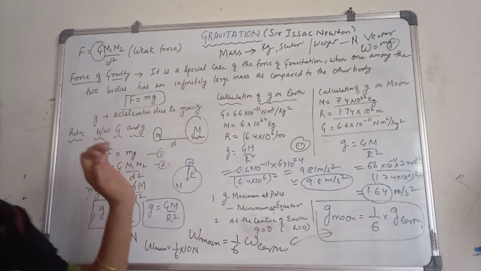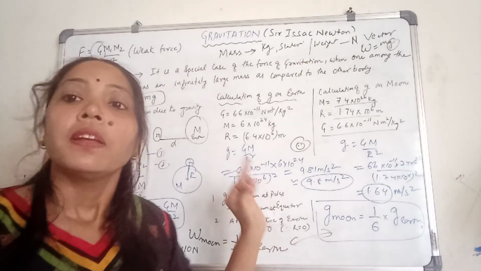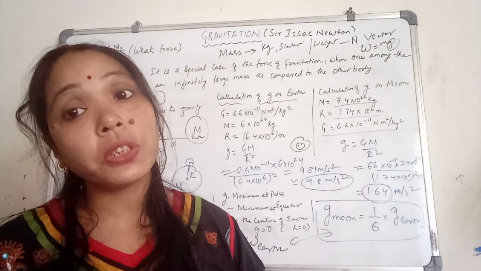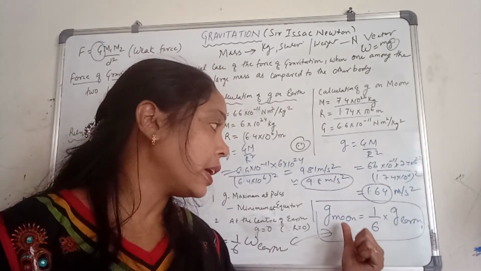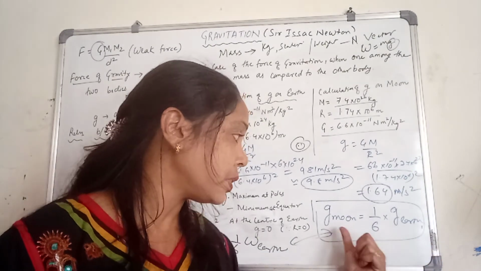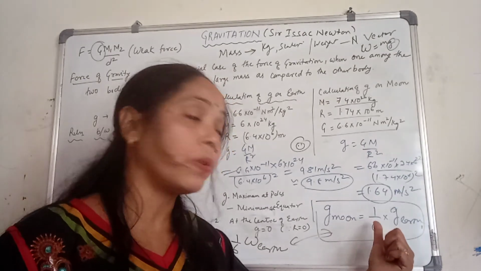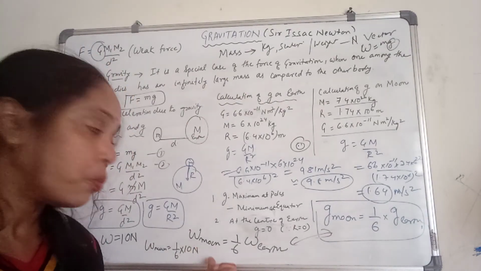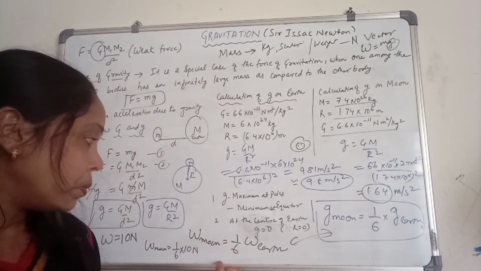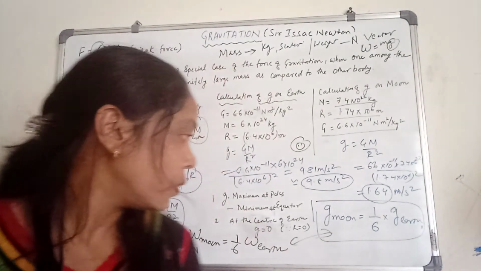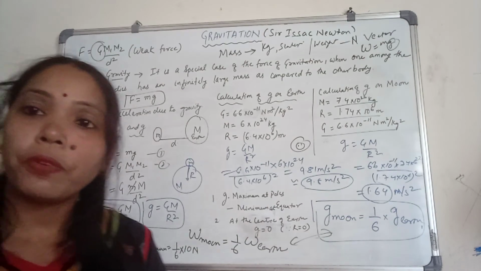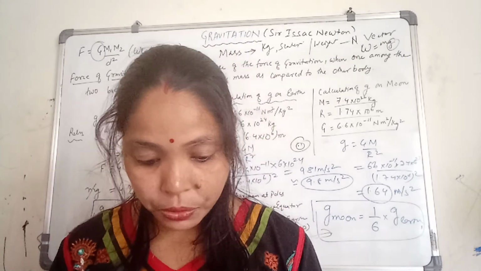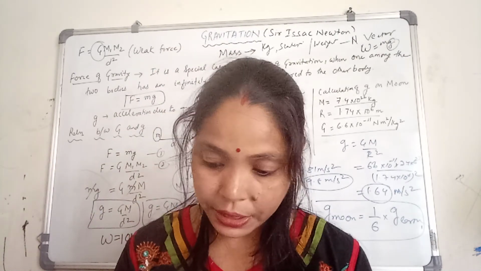So in today's class we have learned about force of gravity, then acceleration due to gravity, the value of acceleration due to gravity on the earth and on the moon. The relation between the acceleration due to gravity on the moon and the earth is that acceleration due to gravity on the moon is equal to 1/6 of that on the earth. Similarly, the weight on the moon is equal to 1/6 of the weight on the earth.